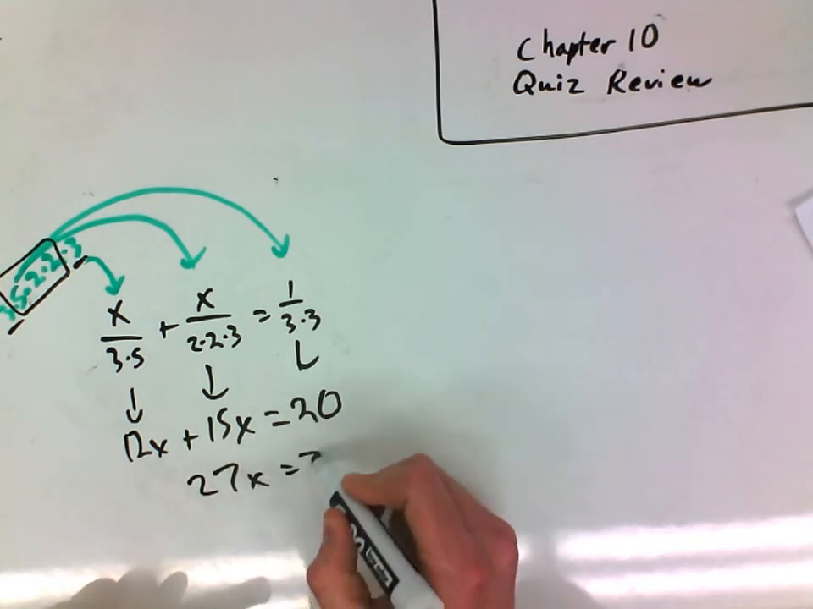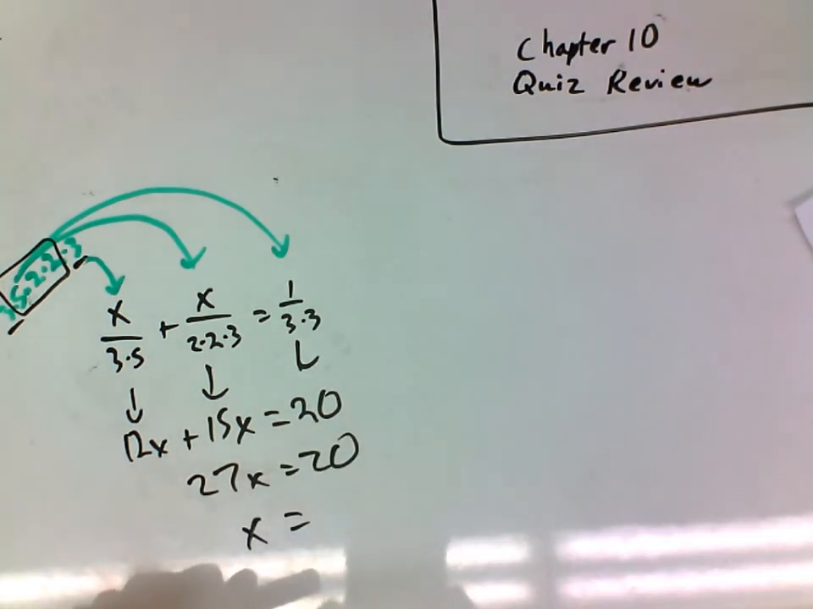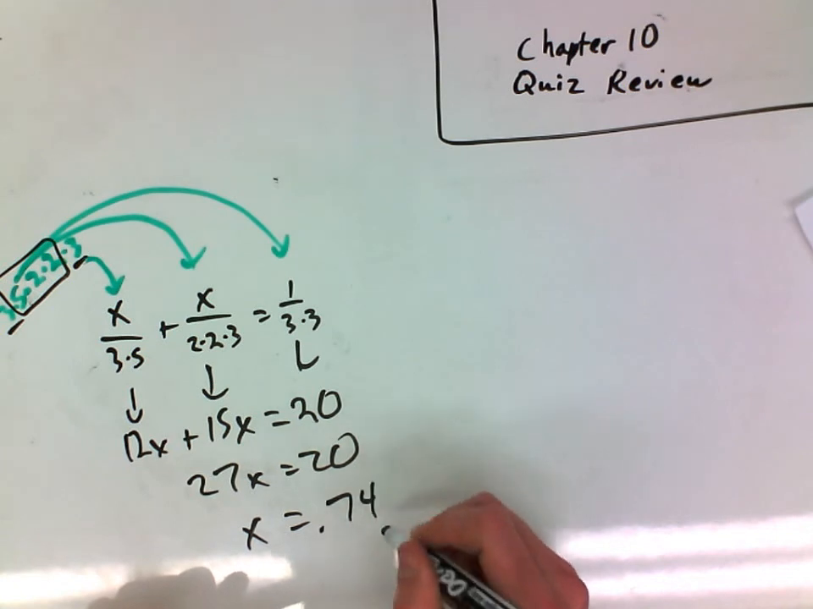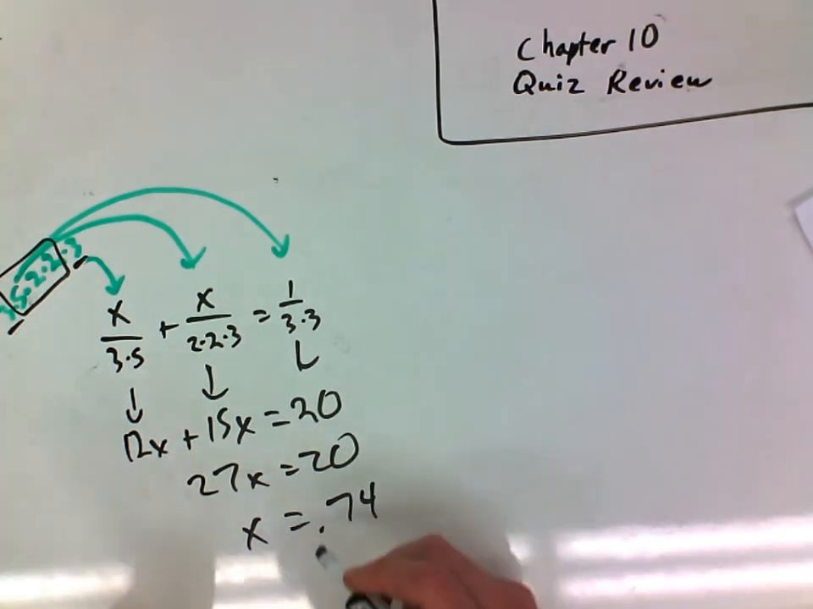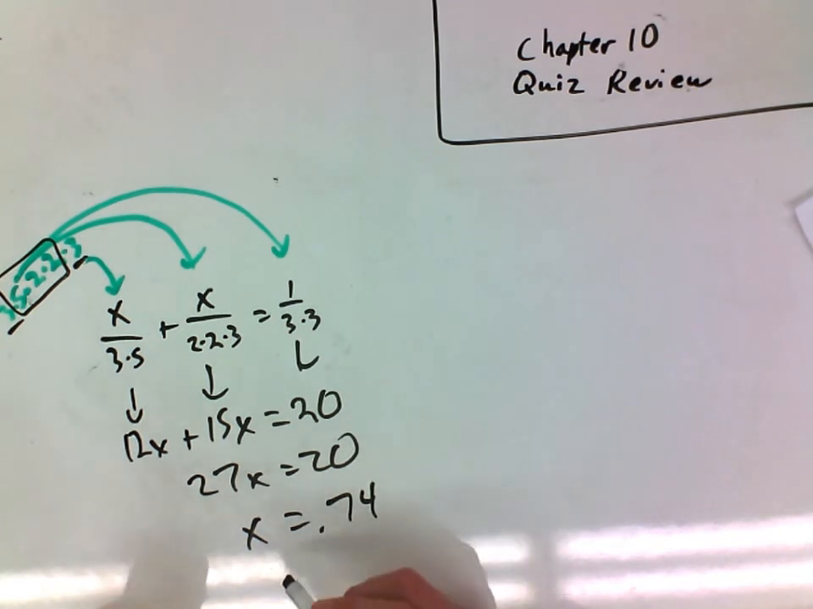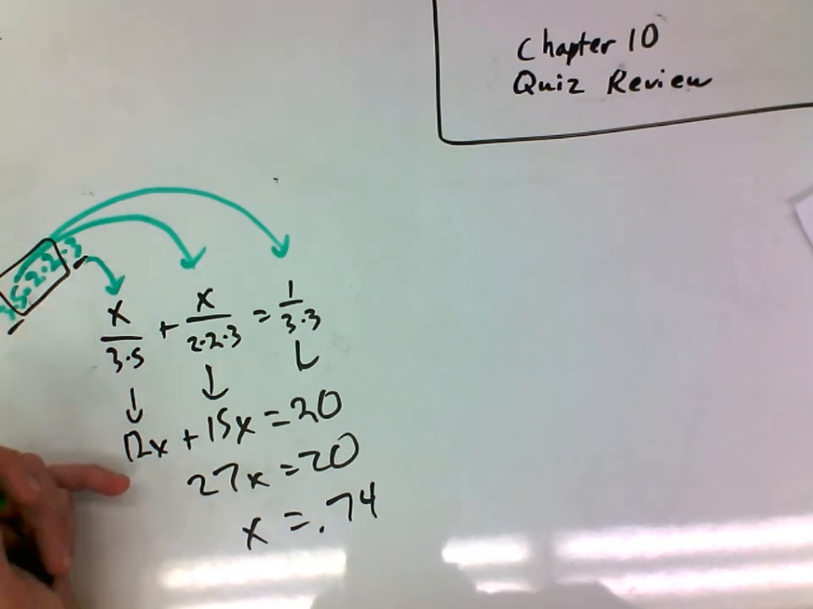That's 27x equals 20. I'm going to divide both sides by 27, and I will get 0.74, 0 repeating. Cool. And that's how you do it with these more complex ones, when we try to make a new, easier equation to solve.